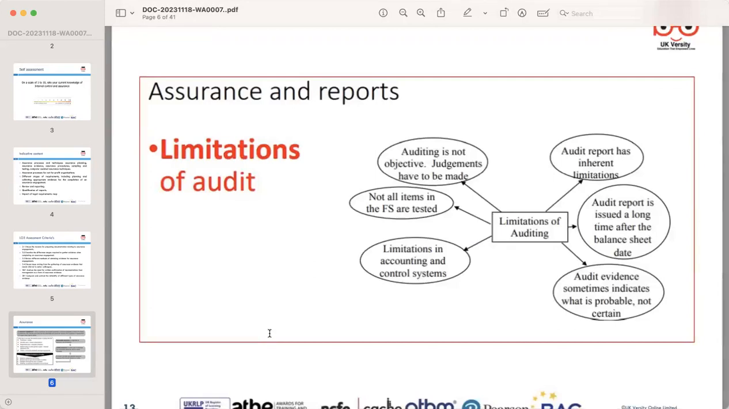Okay, here is assurance and reports, limitations of audits. Audit is not objective, judgment has to be made. Not all items in the FS are tested, and another limitation is the accounting and control systems. Audit reports have inherent limitations. The audit report gives assurance a long time after the balance sheet date. Audit evidence sometimes indicates what is probable, not certain. So not all items in the financial statements are tested.